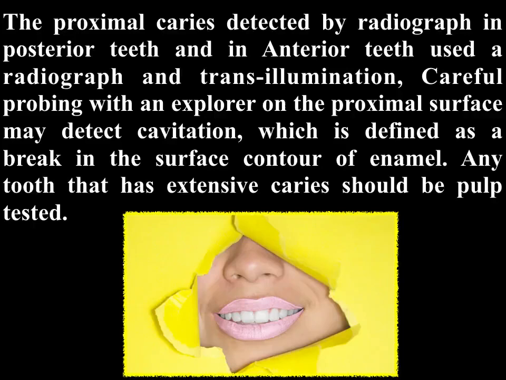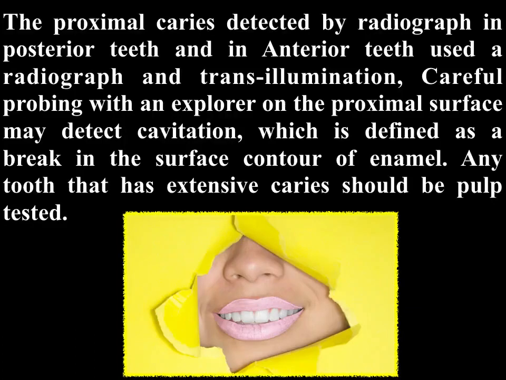The proximal caries in posterior teeth are detected by the radiograph, and in anterior teeth by radiograph and transillumination. Carefully probing. It's very important to use the probe carefully without pressure. With an explorer on the proximal surface, cavitation may be detected. Proximally in posterior teeth, you can detect the cavitation by the probe, but carefully, which is defined as a break in the surface contour of the enamel.